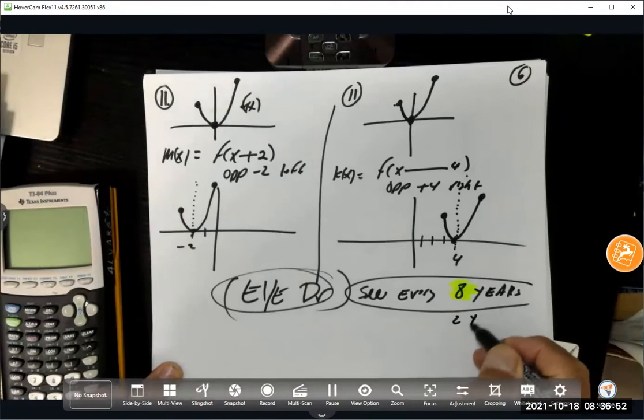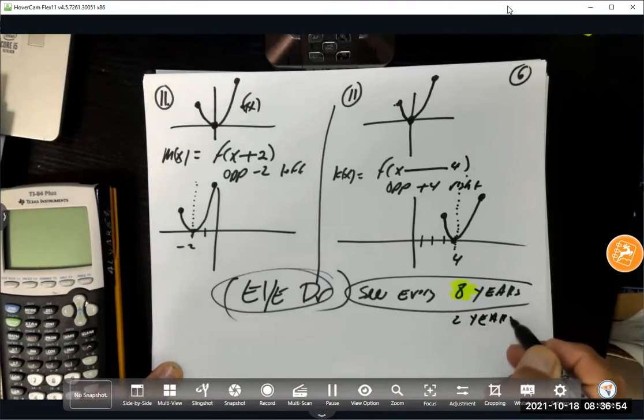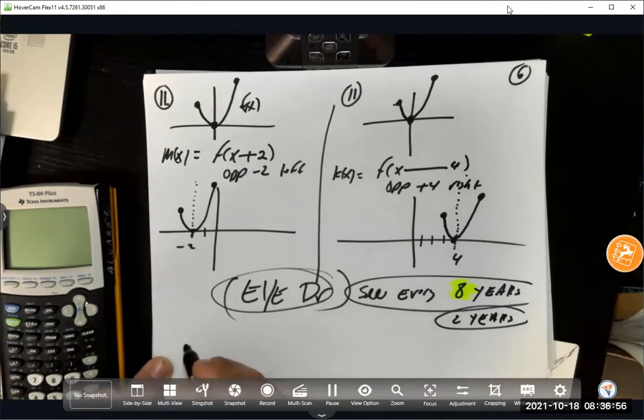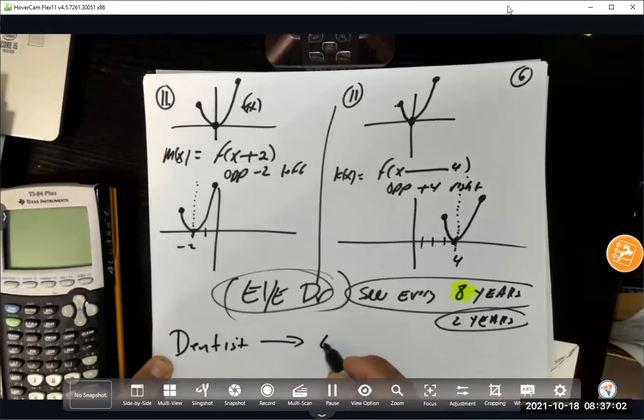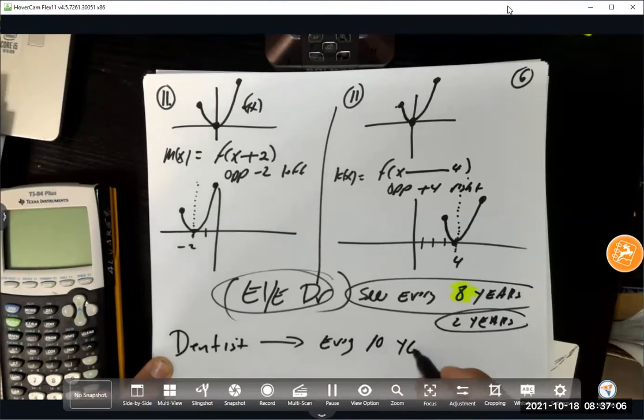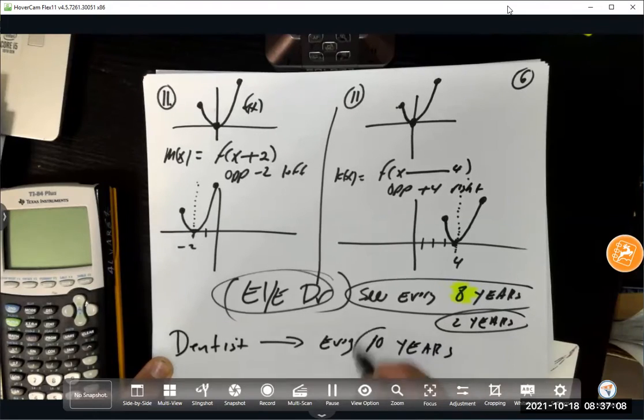Every 2 years. Let's just say 2 years. Every 2 years, check your eyes. Make sure they're not missing out. This is what it is. You're right. It's the other one. Yeah, the dentist is every 10 years. Is that better? You should see your dentist probably every 10 years.